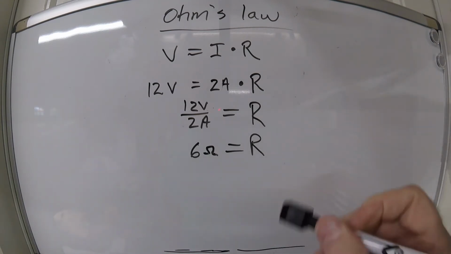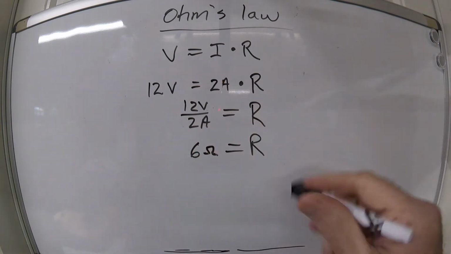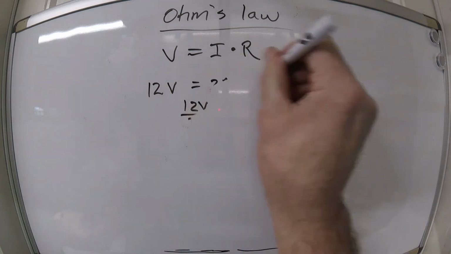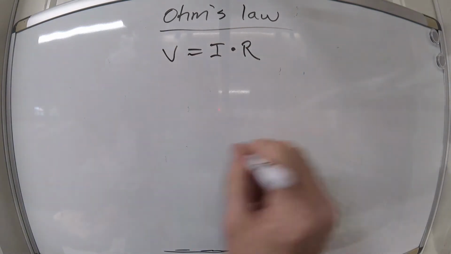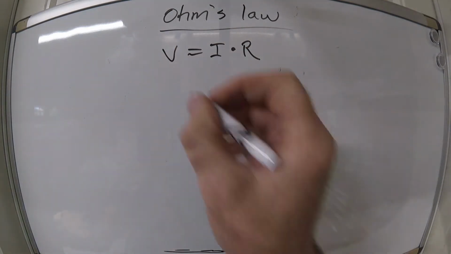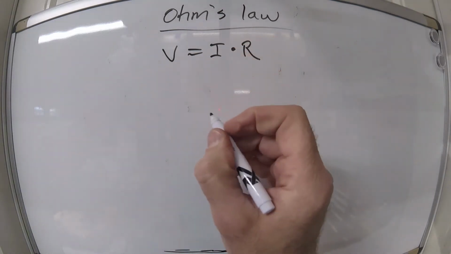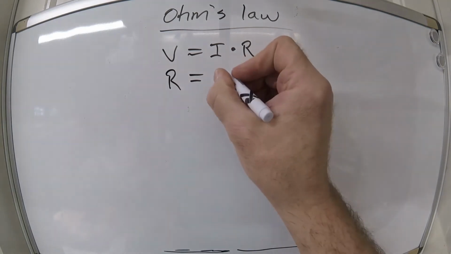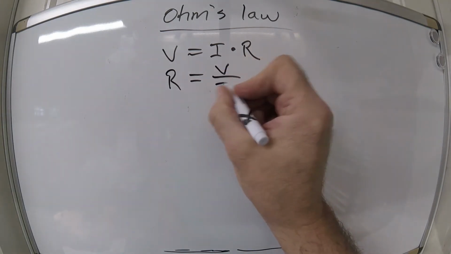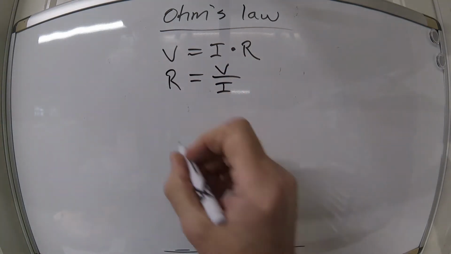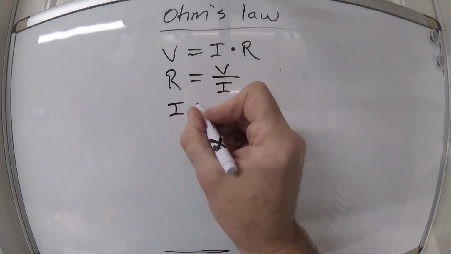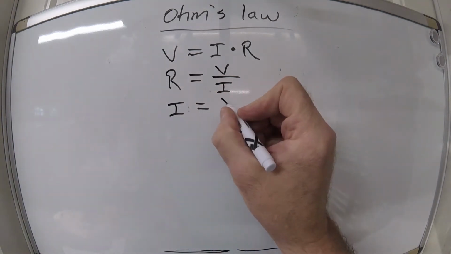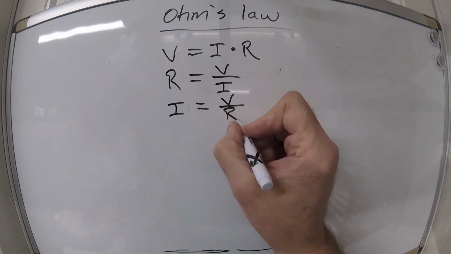So you can see we can manipulate the basic formula to solve for whatever part of it we don't have. If the voltage is equal to the current times the resistance, and we just saw the resistance is equal to the voltage divided by the current, and we can say the current is equal to the voltage divided by the resistance.